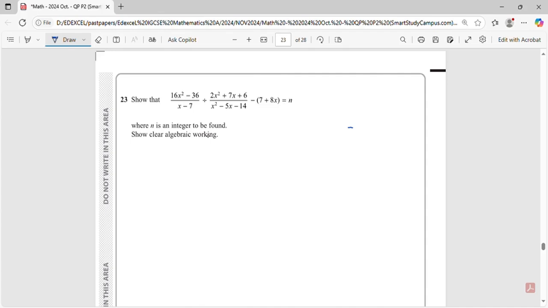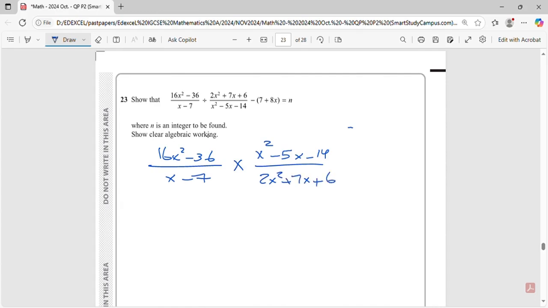I will keep this one, 16x squared minus 36 over x minus 7. Change the division to multiply, and flip: I will flip x squared minus 5x minus 14 divided by 2x squared plus 7x plus 6. In these situations, I will try using a common factor in the numerators, and I can note that there are two expressions here that I can use together.